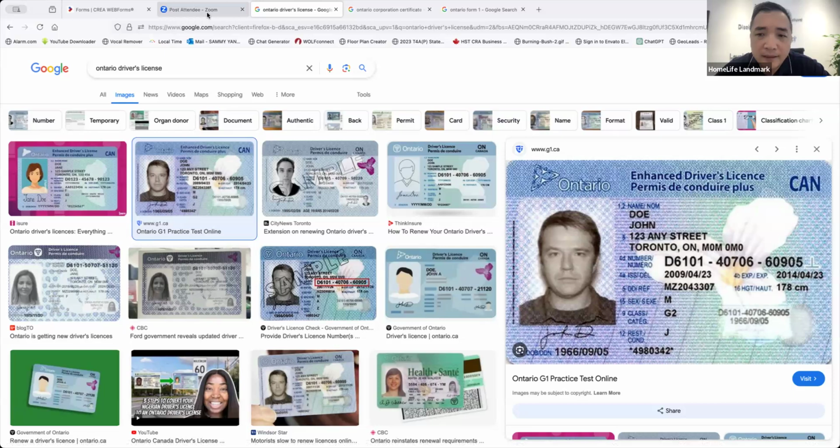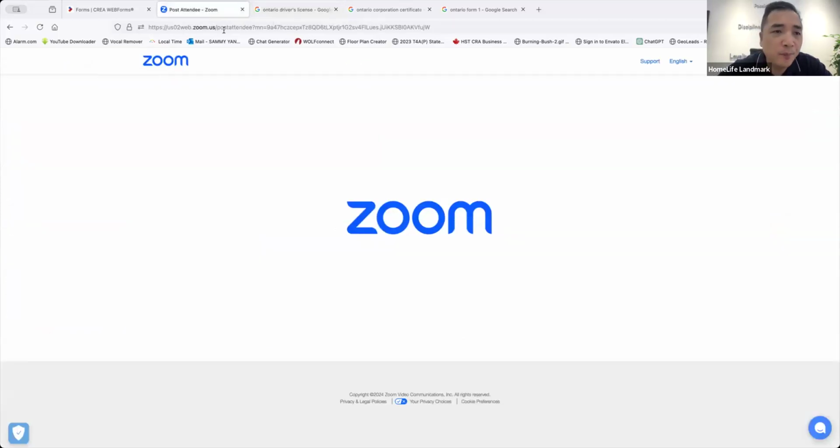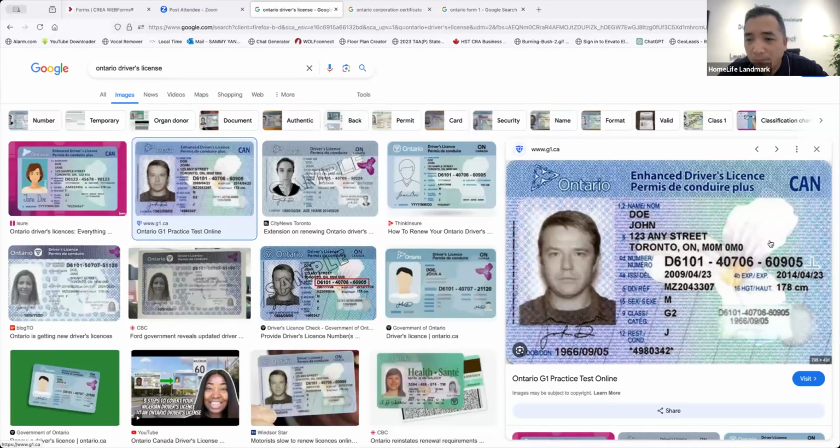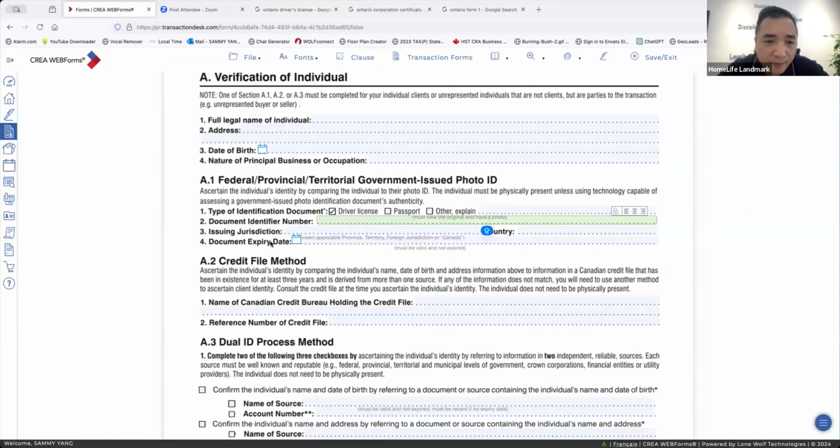Then you can take a photo, or ask them to send you the photo. We write down the driver's license, we write down the document number, so you know where you can quickly locate the driver's license number, just right here. And the next one, we need to write down the issue jurisdiction, which is the province of Ontario. And the country is Canada. Document expiry date, we found the ID.